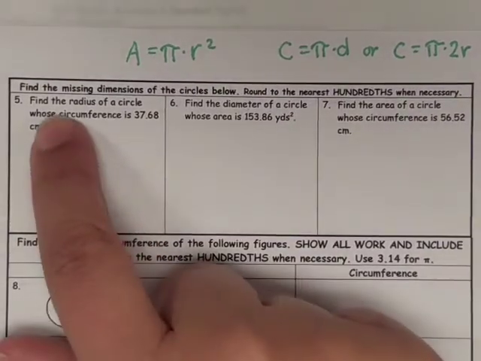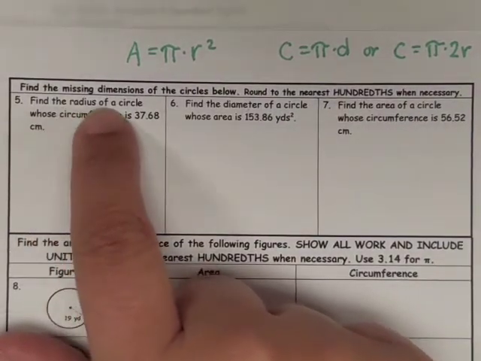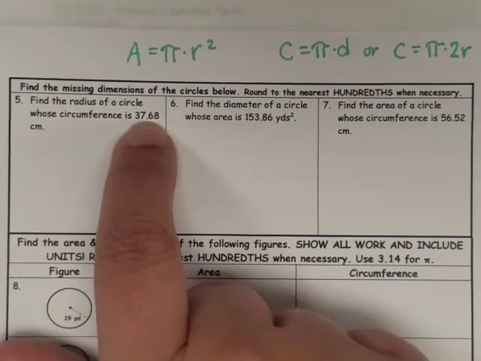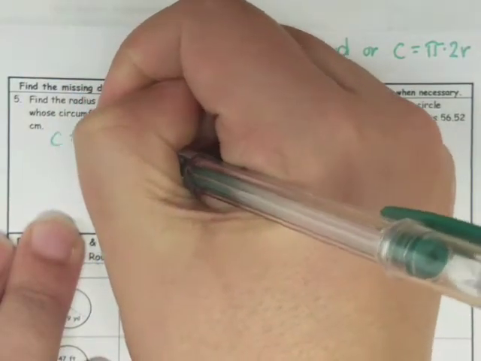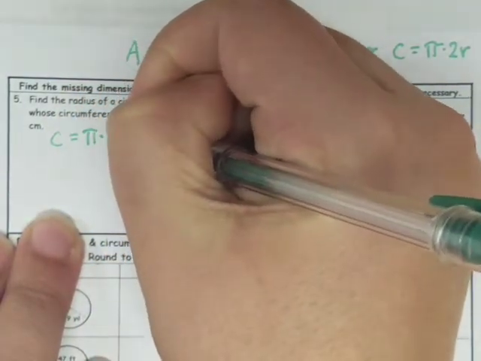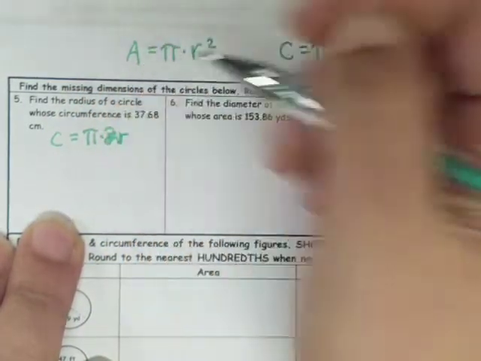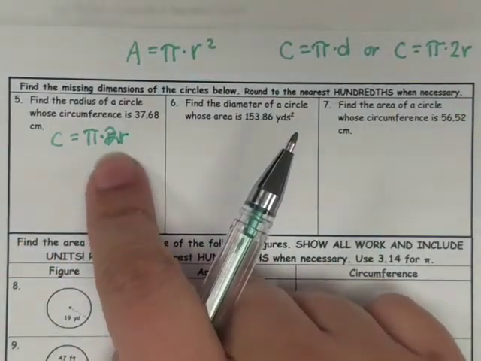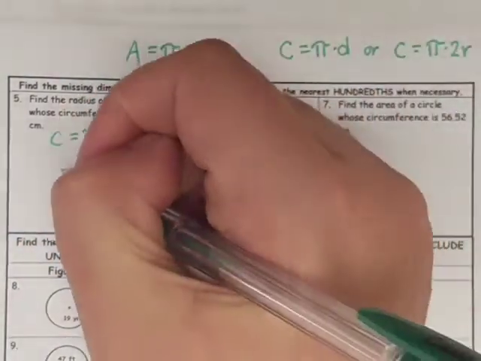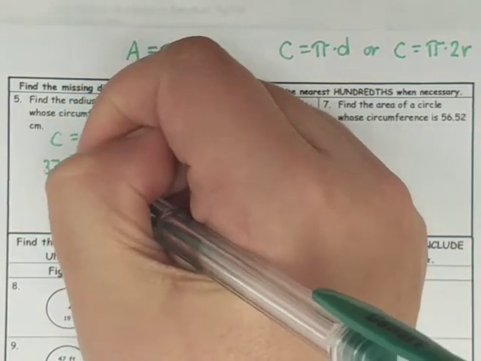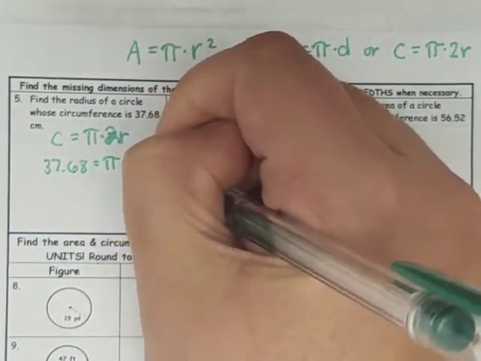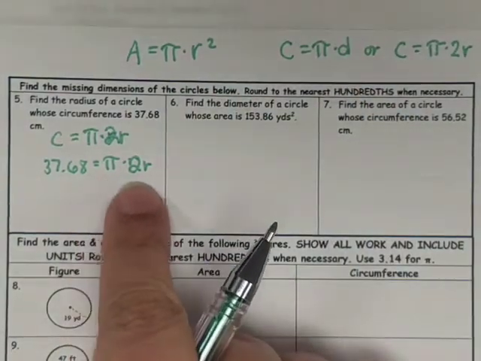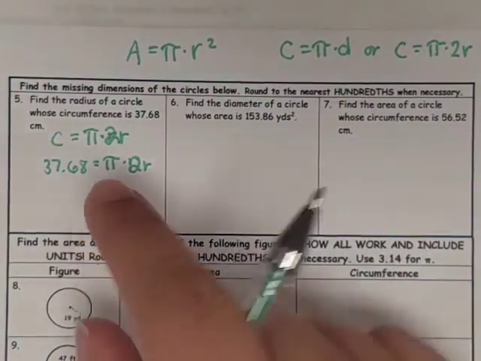So number 5, find the radius of a circle whose circumference is 37.68. So we're going to use this formula here. So circumference equals pi times 2 radii. They give us circumference is 37.68 equals pi times 2 radii. Now, because they want us to actually find the number, we're going to change this to 3.14.